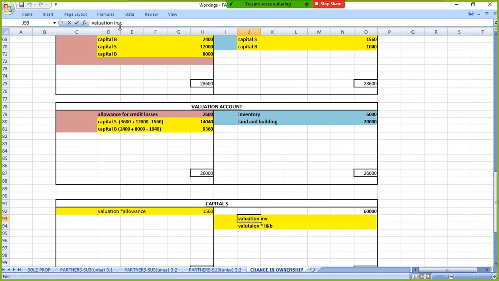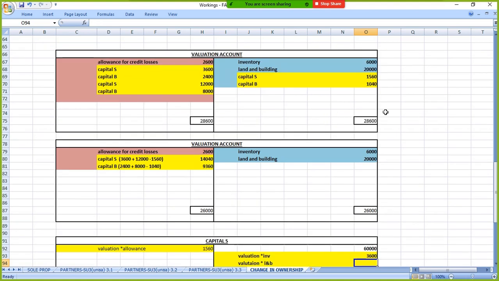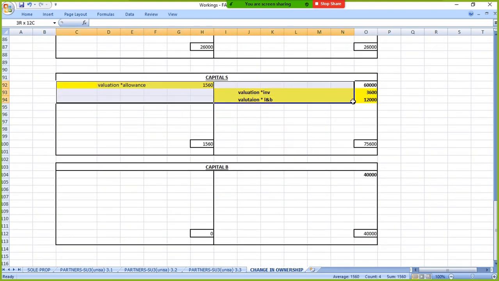Yes. Okay, so I would have shown it separately and you would have got the same thing. It doesn't matter. More detail is better than less detail. So I would have done it this way. The inventory would have been Stevie's portion. Stevie got 3.6. His land and buildings 12. And then you would have had the same thing here.